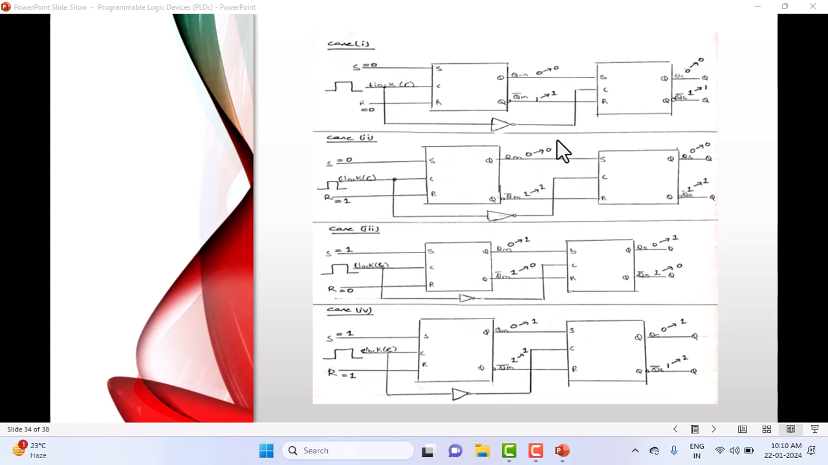This is a no change state, reset state, set state. And look at now, the next one is very important. What happens when you assume it as 1 and 1? Observing here, both are going to 1 here.